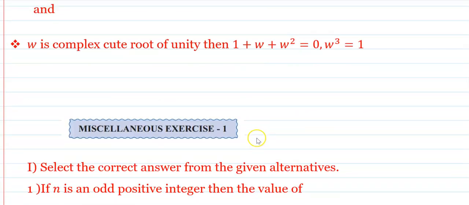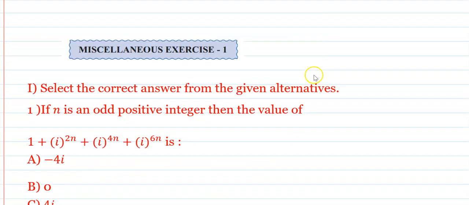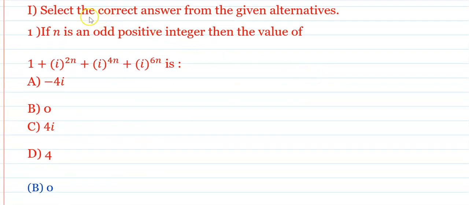Okay. Now next, omega is a complex cube root of unity. Then 1 plus omega plus omega square is equal to 0. Omega cube is 1. Now we'll start the first MCQ questions. Okay. Now select the correct answer from the given alternatives.